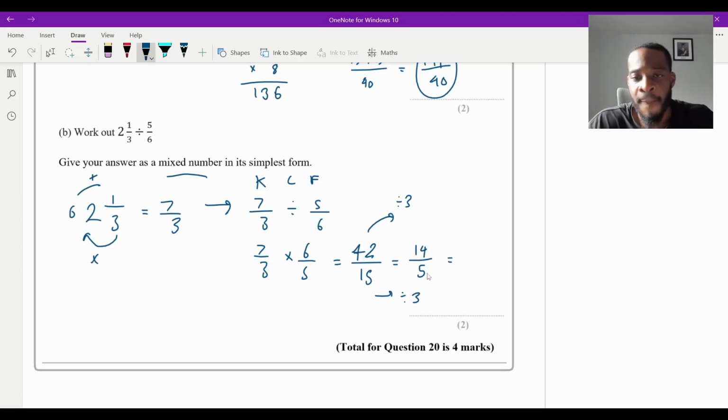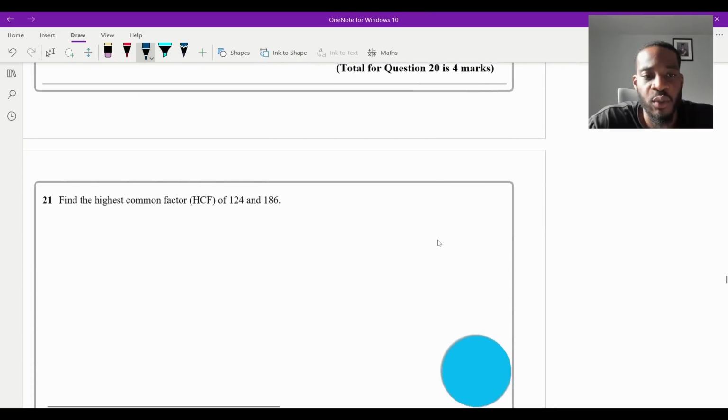Now we've got the simplified version. We can put this in a mixed number. How many times does 5 go into 14? How many times does the bottom go into the top? 5 goes into 14 twice with a remainder of 4, right? So the answer is going to be 2 and 4/5. And that will be it for question 20. Now let's do question 21.